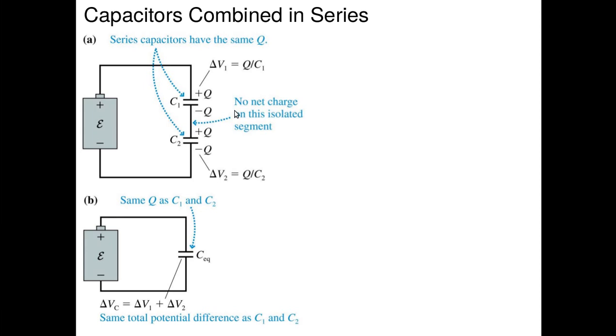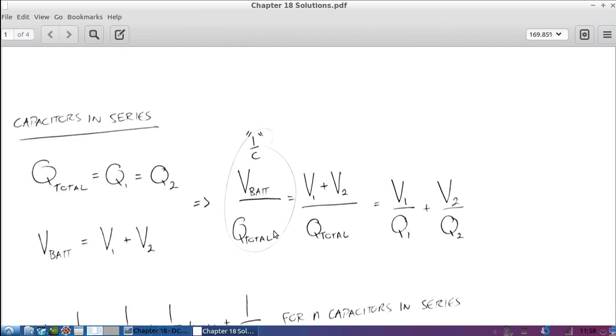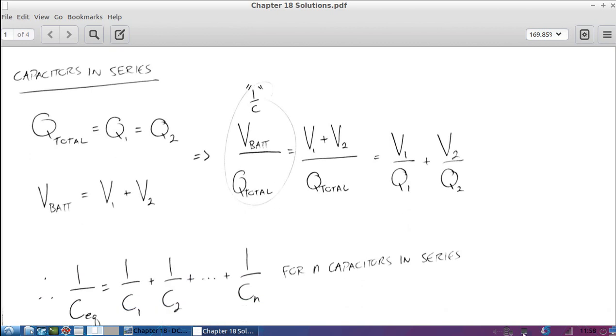So I'm going to use these two rules, the fact that C1 and C2 have the same charge and that their voltages add up to the voltage across the battery. I'm going to use those rules to derive an expression for the equivalent capacitance. So my rules go like this. The total charge is the charge on C1, and it's also equal to the charge on C2. The voltage of the battery is the sum of the voltages across each capacitor.